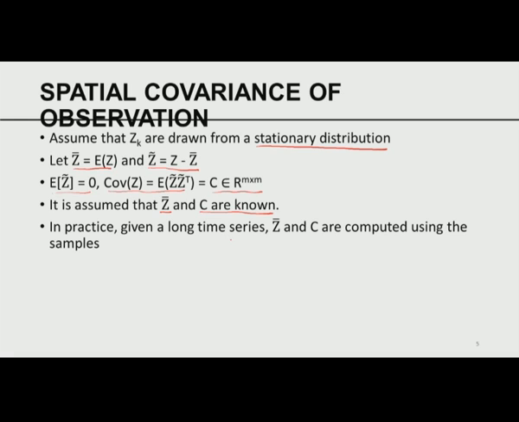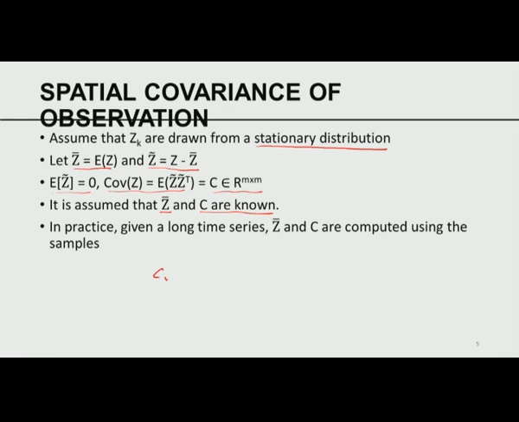This I can do for every location. So I will have m locations. For a given time I will have m means, I will have m anomalies, I have a time series of anomalies. Using the time series of anomalies, I can also now compute the covariance. So how do I compute the covariance?